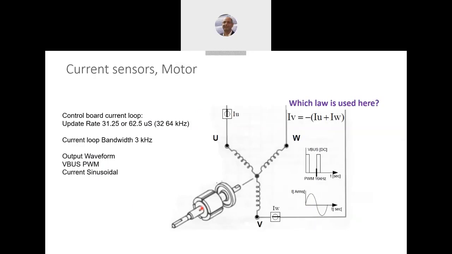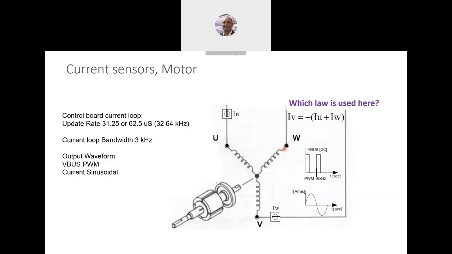Okay, so we see this is the motor. You can see this is the magnet. In this case, we have two poles, like we have north, south, and we have the winding outside of the motor. On two of the phases, we put a current sensor, IU, and here we put IW. Here we don't put any current sensor.